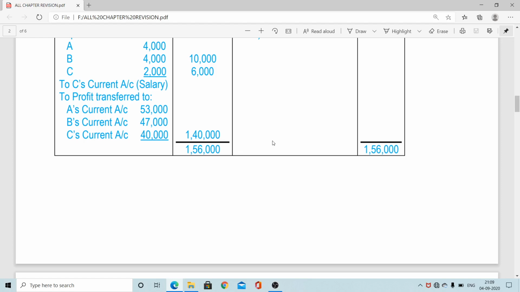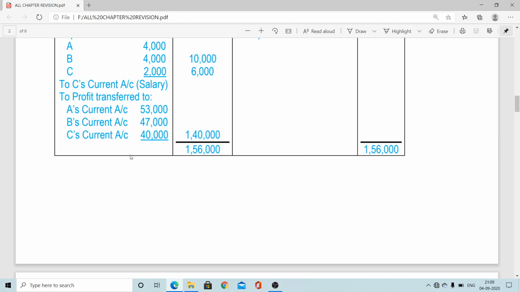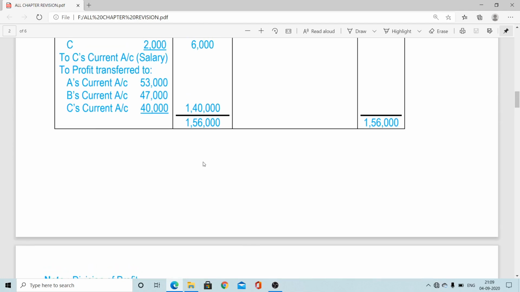So that way we distribute. Generally we do share of profit on a particular single ratio, but here the profit is under different slabs, so as per the agreement we have to do the solution. As per the agreement, profit under 3 slabs: first slab, second slab and third slab. That way, with the help of a working, we can solve it.